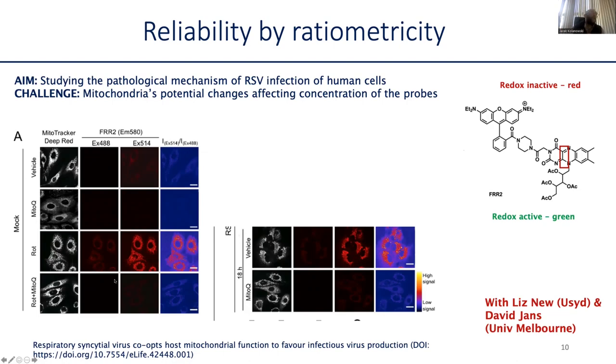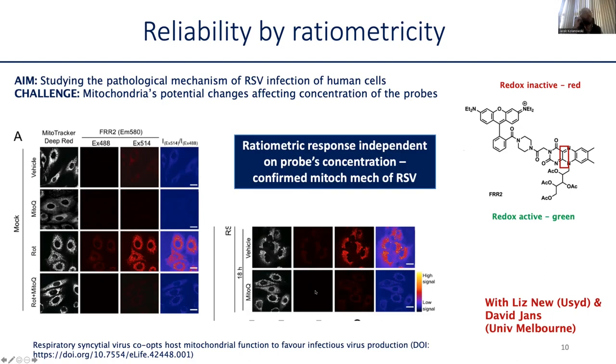And indeed, these pictures show that the system treated with rotenone shows an increased ratio of fluorescences excited at different wavelengths, which is pretty much the same as when we treat our cells with the syncytial virus. On the other hand, MitoTEMPO, one of the inhibitors of redox generation in mitochondria, can actually counteract that increase in reactive oxygen species generation in mitochondria, similarly both in the presence of the virus and without it. So really what we've shown is that by selecting the right tool, the ratiometric tool, we were able to reliably study ROS in the mitochondria, which had a changing potential.